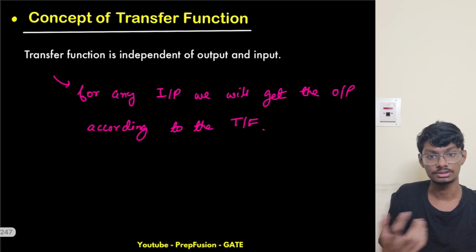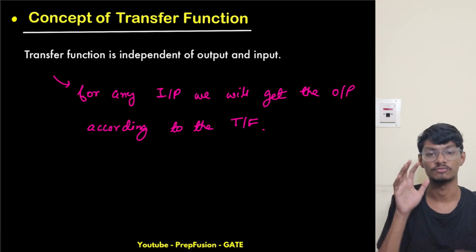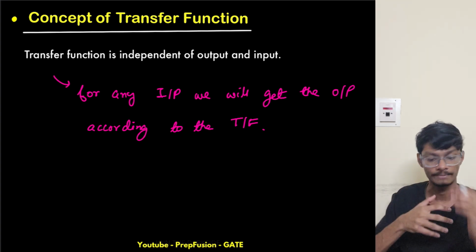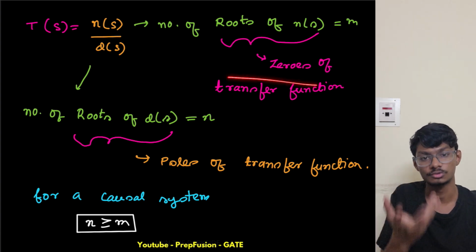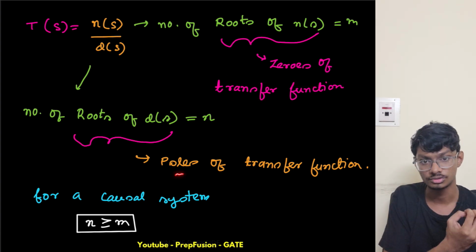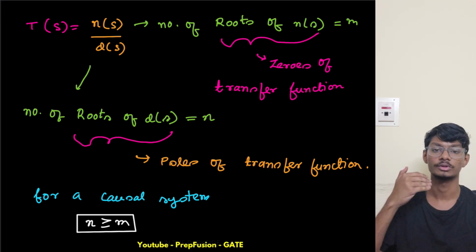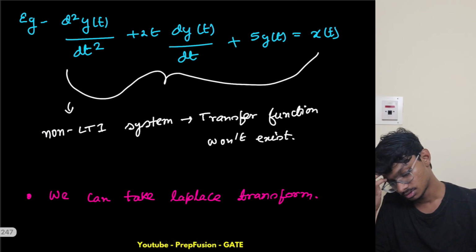And the transfer function is independent of input and output. It doesn't depend on the input or output. For a system, it is fixed. It will not change according to the input or the output. Again, we learned what the zeros are called and what the poles are called, and the number of poles should always be equal to or more than the number of zeros for a system to be causal. And we did one example also.